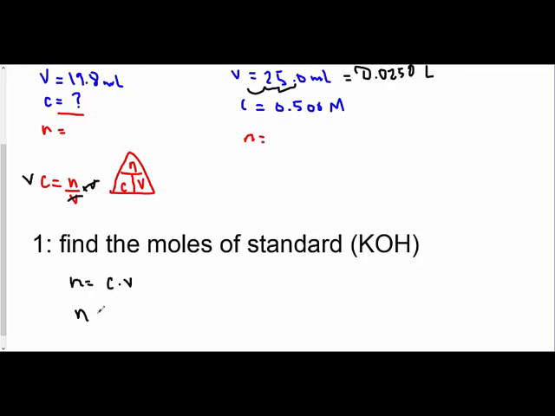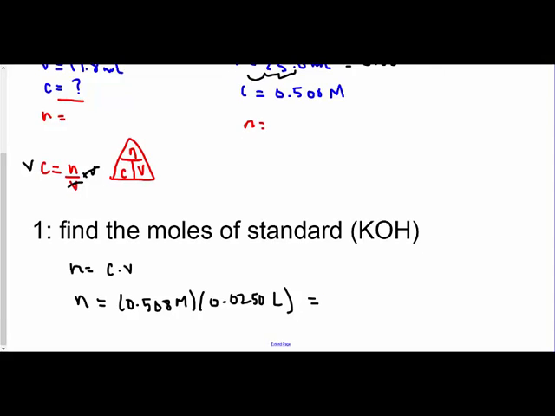So the moles of KOH are going to be equal to the concentration, which is 0.500 moles per liter, multiplied by 0.0250 liters, and that is going to come out to be... sorry, I just realized I have an error here in my concentration. Sorry, 0.500, not 0.508. That's just a sloppy zero. Okay, so our answer is going to come out here to be 0.0125 moles of potassium hydroxide. So there's our moles of standard. And so we might want to go back up here and fill that right in for ourselves.